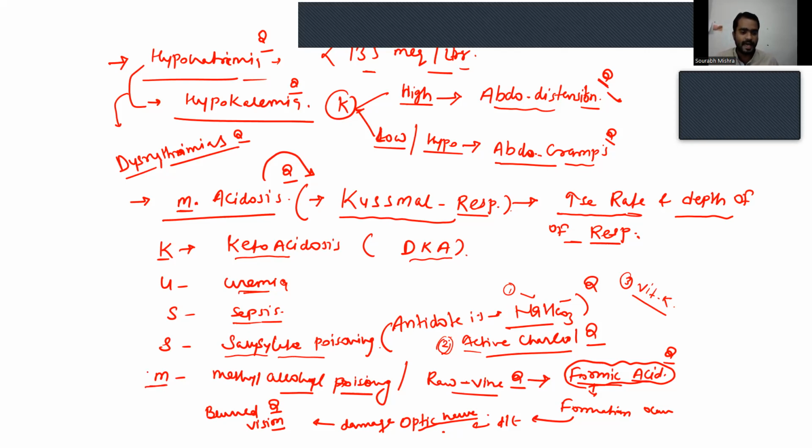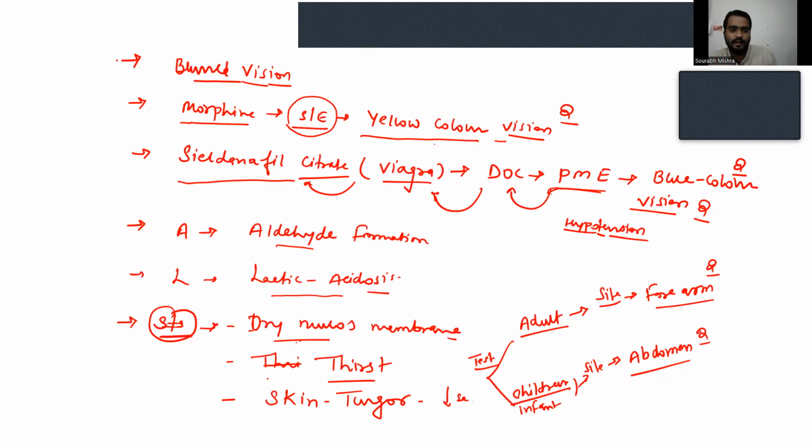Next, M stands for methyl alcohol poisoning. Especially in rural areas, the village people prepare raw wines. Sometimes that raw wine becomes poisonous. Why? Because in that raw wine, formic acid formation occurs. This formic acid damages the second cranial nerve, the optic nerve. After damage to the second cranial nerve, the patient complains of blurred vision. So this is your question: in methyl alcohol poisoning, the patient complains of which symptom? The answer is blurred vision.